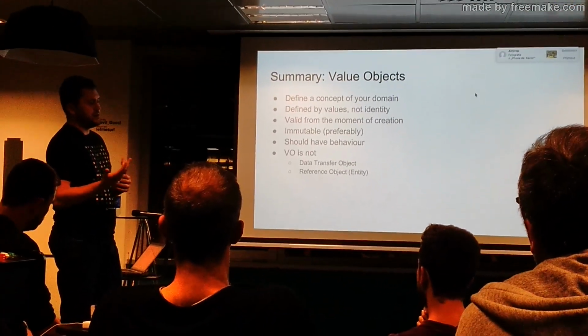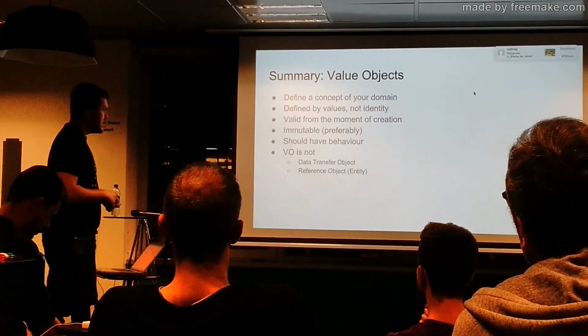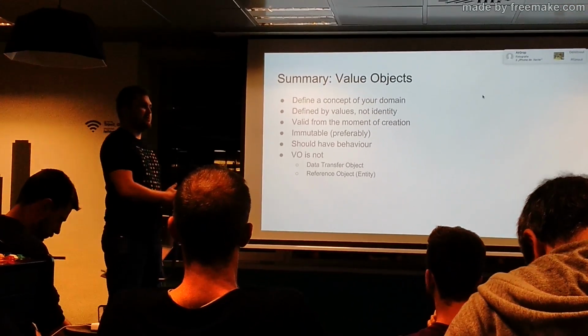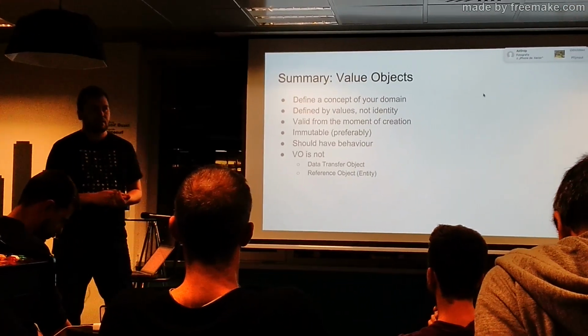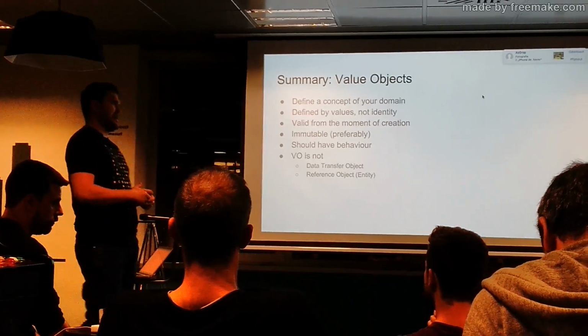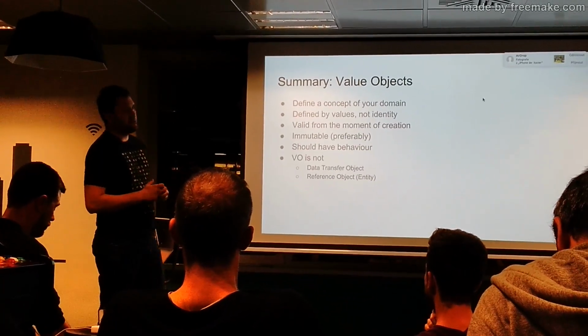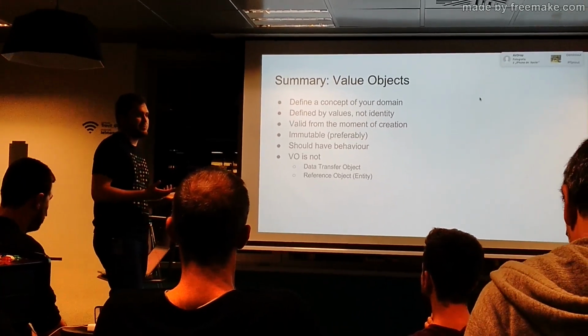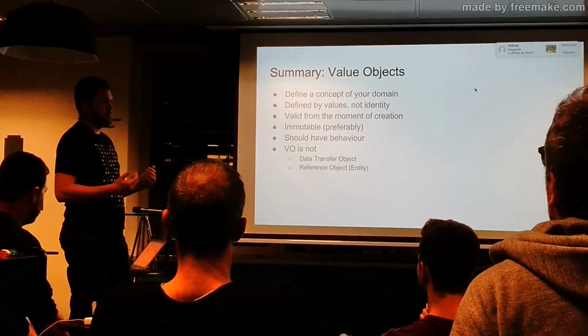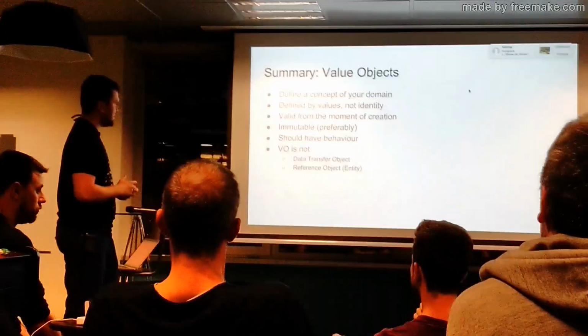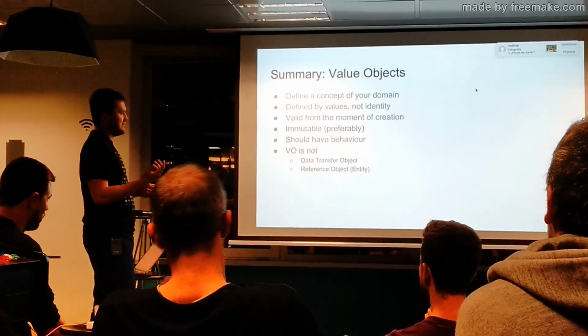So ideally, we want to have the equals operator, and it has to be valid from the moment you create it. You can never create a value object in an invalid state. It has to be validated from the first millisecond. They should be preferably immutable. There might be cases where it makes sense to make it mutable, but there are very few of them, and they should probably have some behavior.